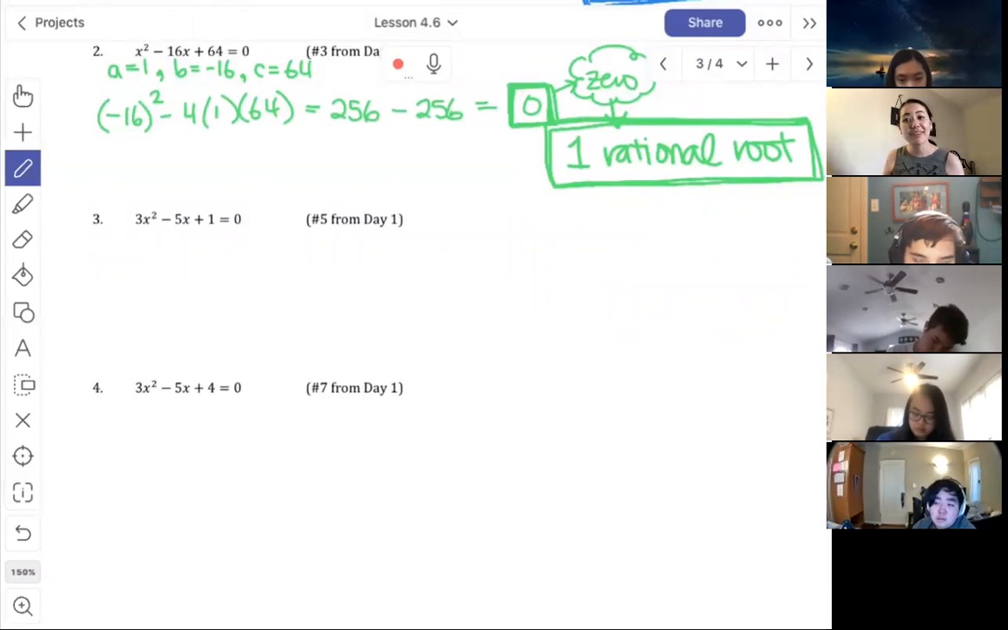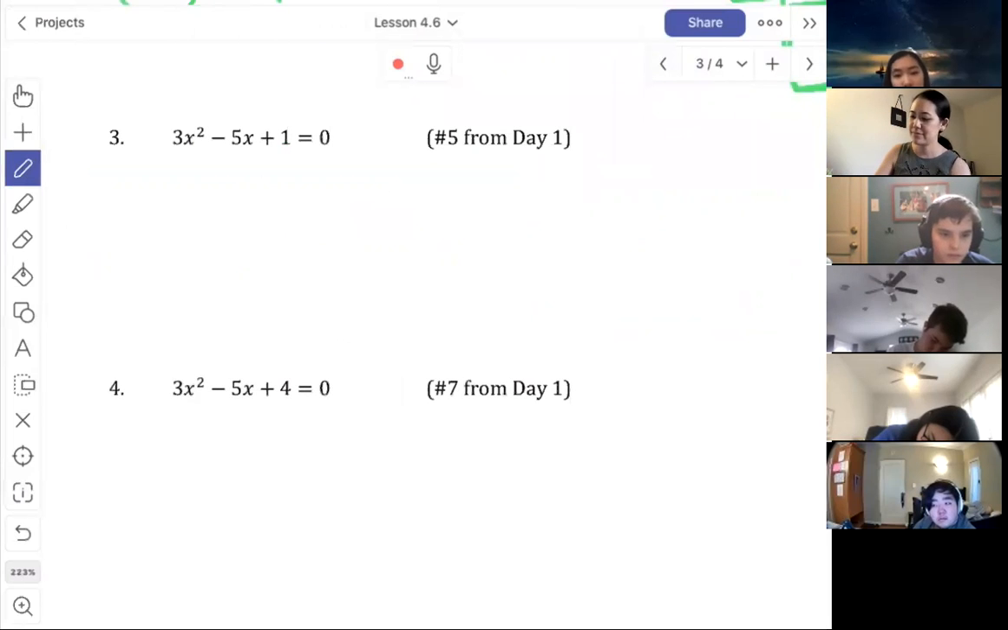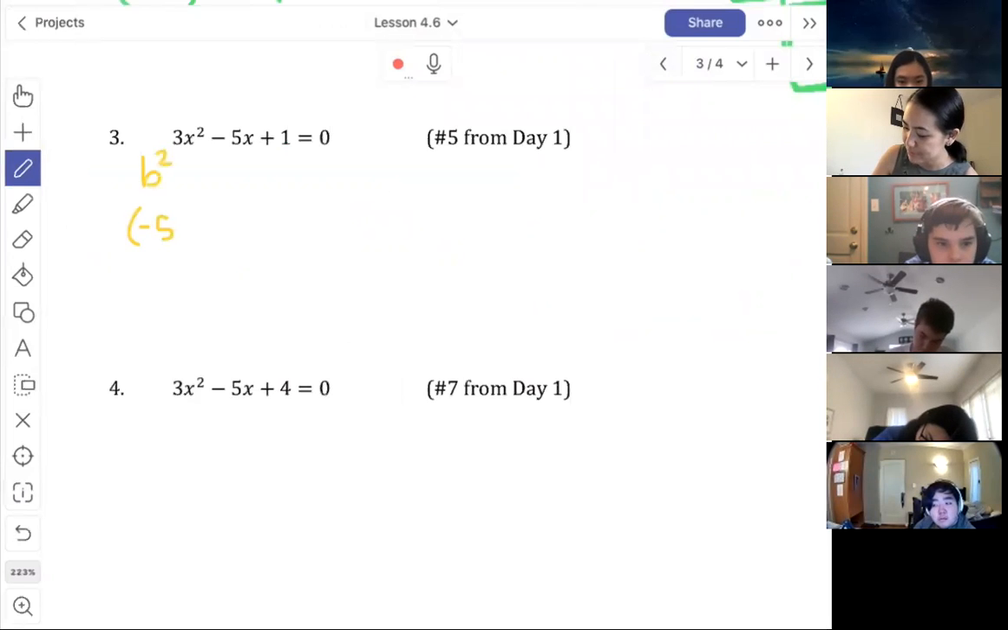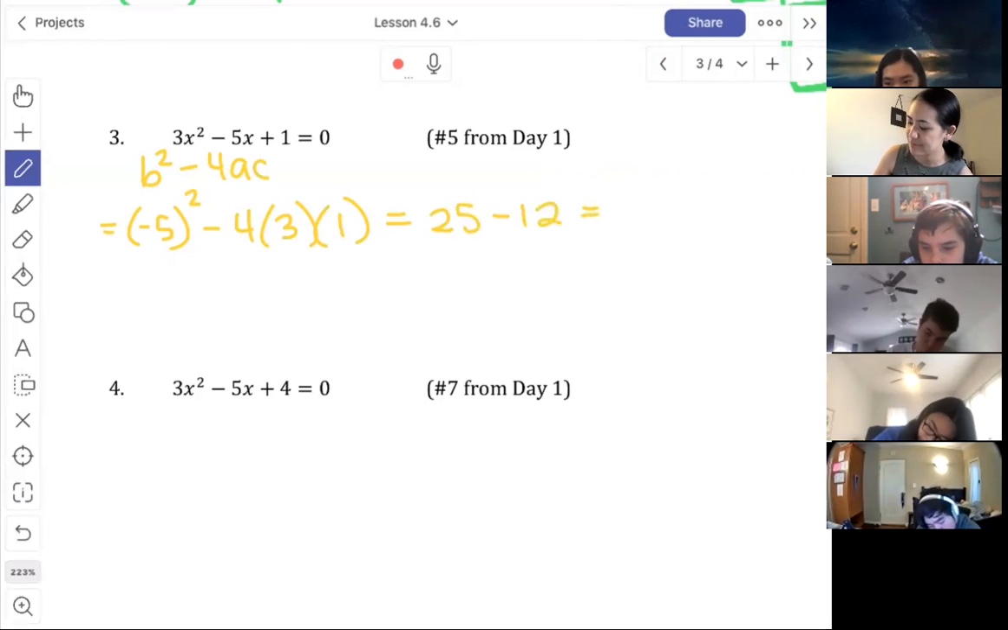Let's go to Summer. All right, Summer, help me with number 3. Okay, so you're going to plug in -5 into b, so it would be -5 squared minus 4 times 3 times 1. Good. And go ahead and simplify. So you'd get 25 minus 12. So do you get 13? Perfect. Nicely done.